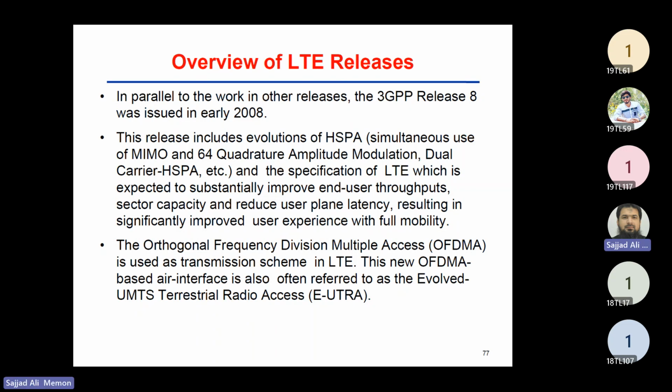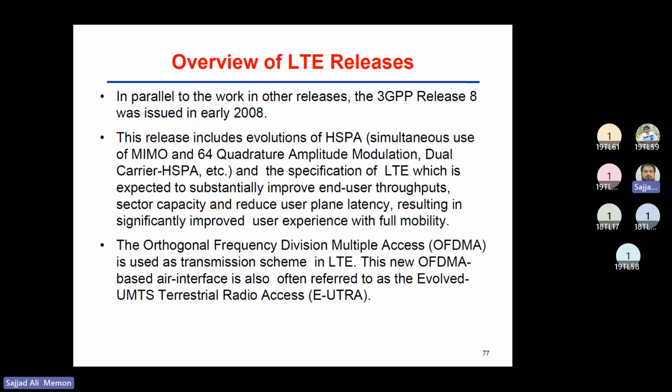So this release 8, which was published in 2008, includes MIMO technology, 64 QAM capacity, and dual carrier HSPA. That was basically to pave the way for LTE. LTE was there to improve the end user data throughput, to increase the system capacity and reduce any delays that can be observed by the user when requesting any services.